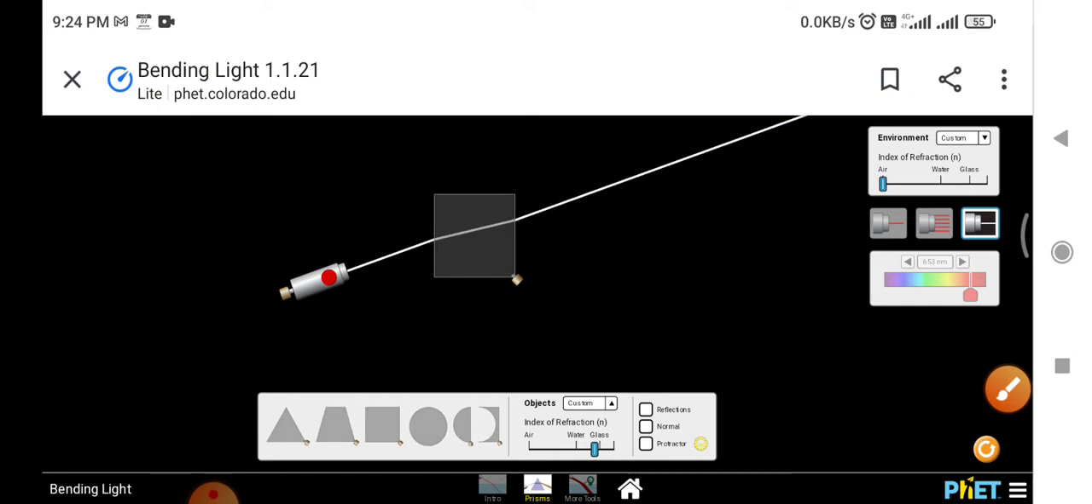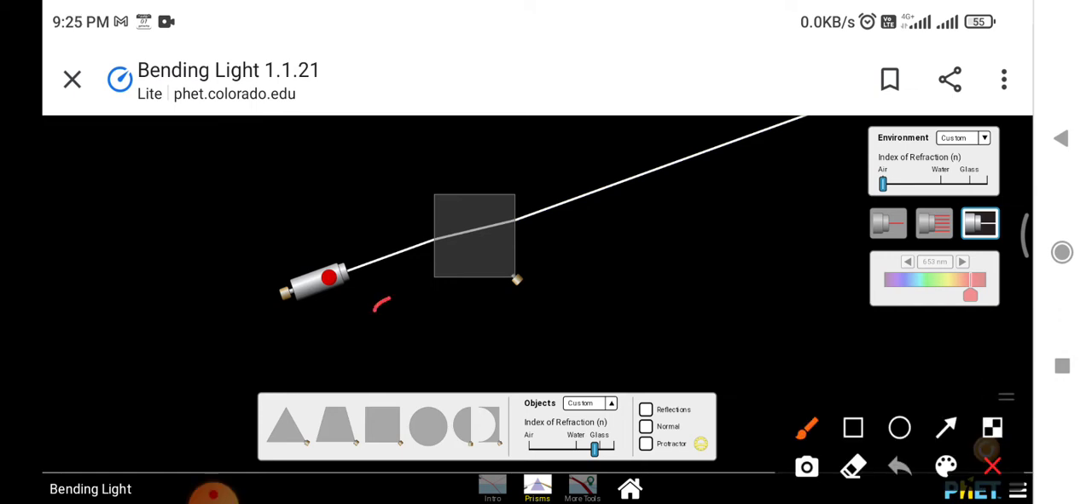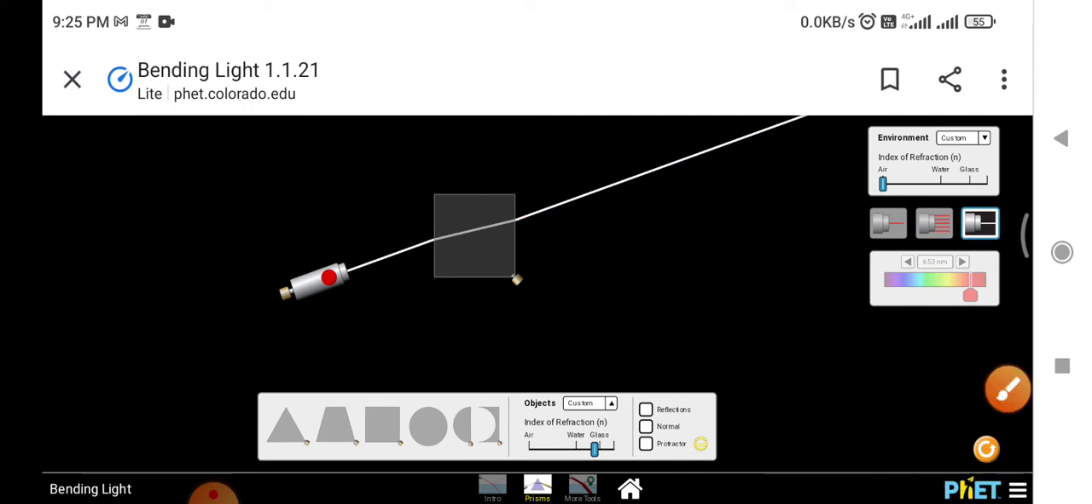In a glass, we can see the clear refraction. Air, glass, air. The refraction takes place here and also here. The normal line, these are the two normal lines.